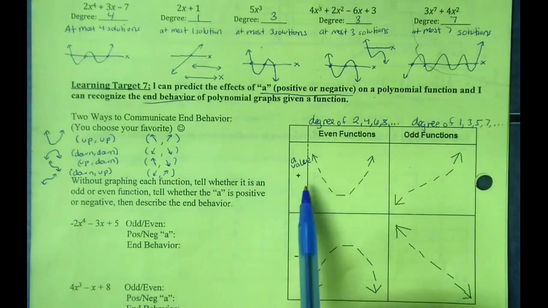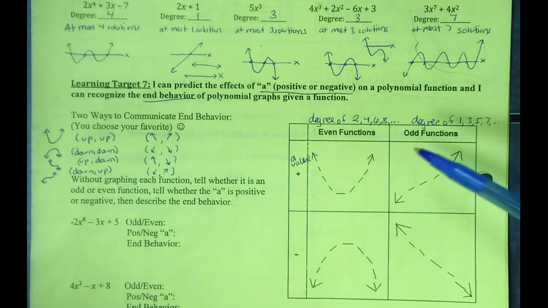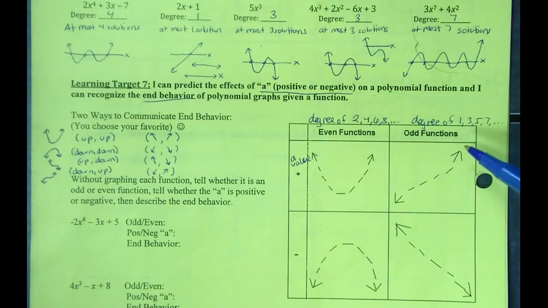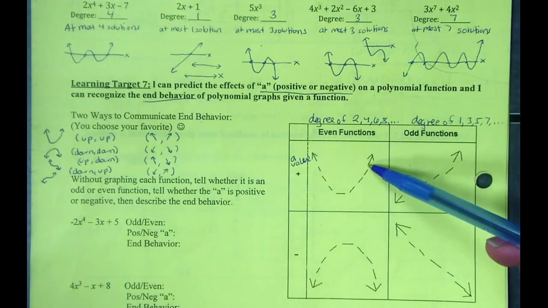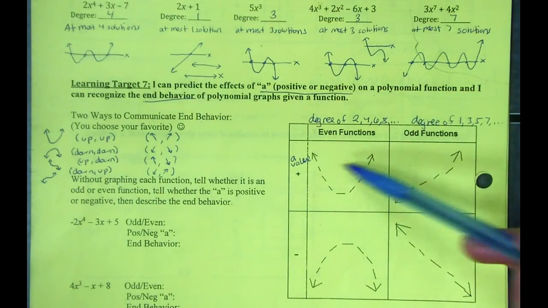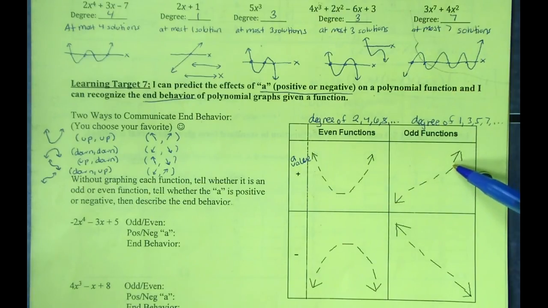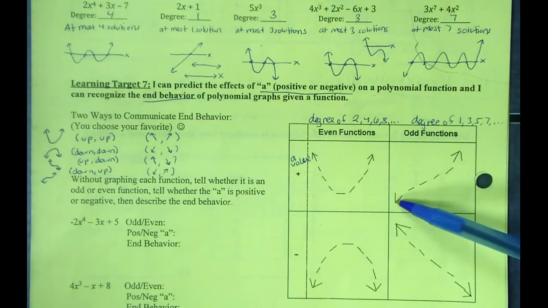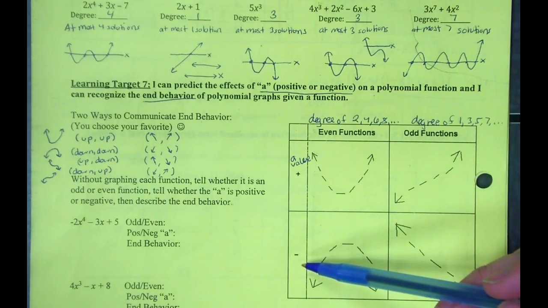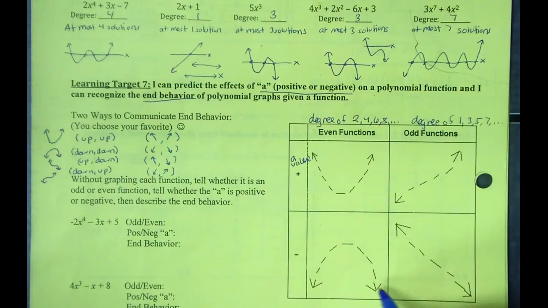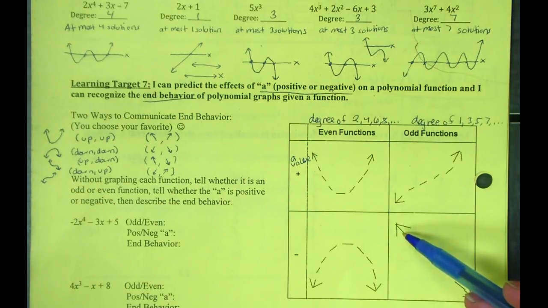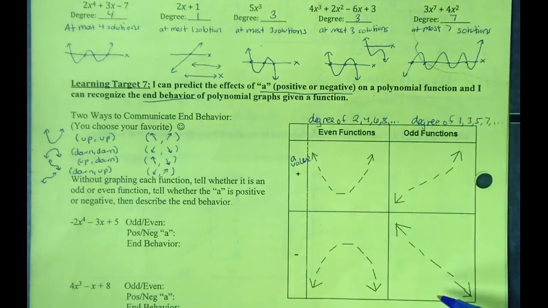Now the A value says at the end, it's going to be headed up. So if it's a positive A value, if it's an even function, that means they're both going to be going up because they're both the same. And if it's an odd function, it will be going up at the end, but it will be going down at the beginning. If A is negative, then it will be going down at the end. So if it's an even function, that means they'll both be going down because even functions both go the same way. If it's an odd function, if it's going down at the end, it will go up at the beginning because odd functions go in opposite directions.